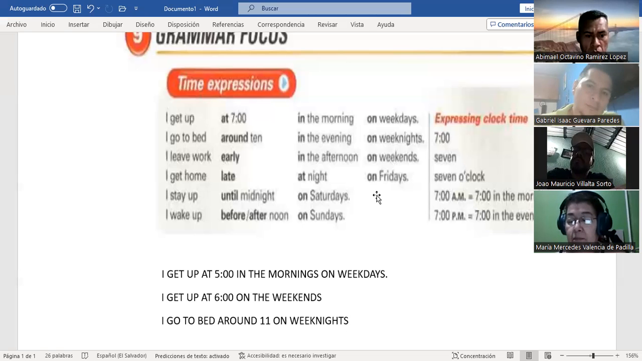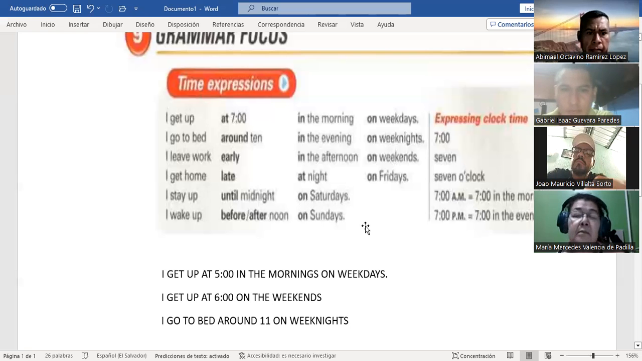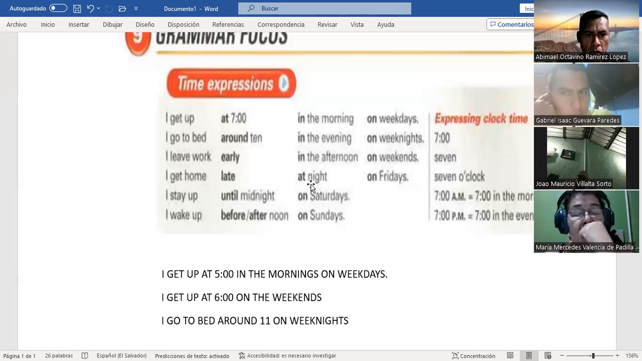This is the way we use these prepositions. Look, on Saturdays, on Sundays, but in the morning, in the evening, in the afternoon, but at night. A teacher in Spanish would say "en la noche", literally translated "in the night". But that's not correct in English. If you want to say "en la noche", you have to say at night.